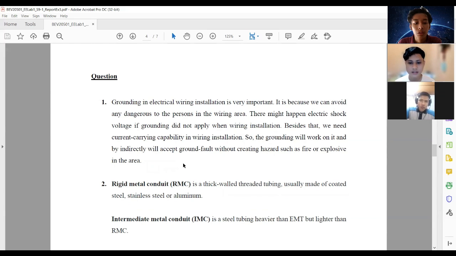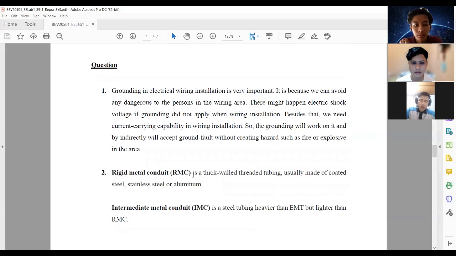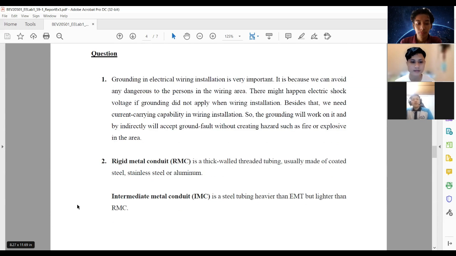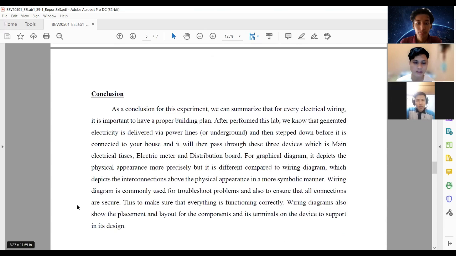For the next question, name 2 types of conduit that are commonly used in electrical wiring. The first one is rigid metal conduit, RMC. It is a thick walled threaded tubing, usually made of coated steel, stainless steel or aluminum. The second one is intermediate metal conduit, IMC. It is a steel tubing heavier than EMT but lighter than RMC. Okay, I will pass to Abdul Hakiman.